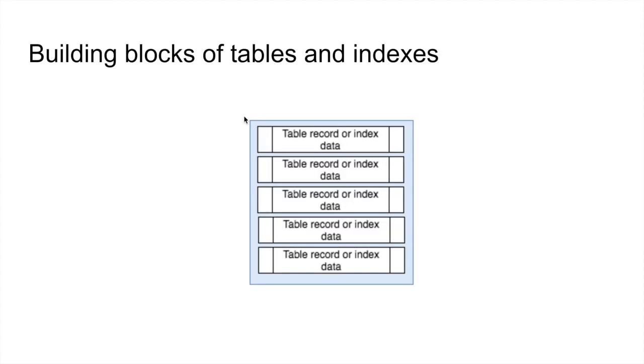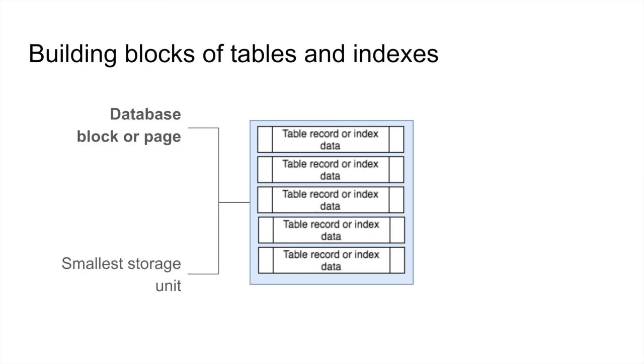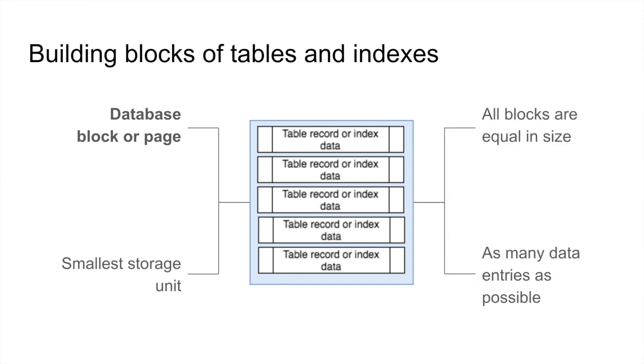If you could use a microscope to look at tables and indexes, you would see something like this. This is what tables and indexes are made of, and it is called a database block or a page. It is the smallest storage unit in a database, usually a couple of kilobytes big. It can contain either table data or index data. All of these blocks are equal in size, and a database tries to stuff as many data entries as possible in such a block. Indexes use these database blocks to build up their structures.